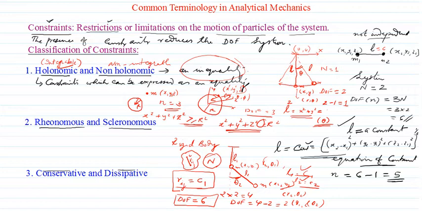So that is it, and you can see that here the constraint is not represented by an equality, but instead it is represented by an inequality. Okay, so these type of constraints are what are known as non-holonomic constraints. Non-holonomic constraints.